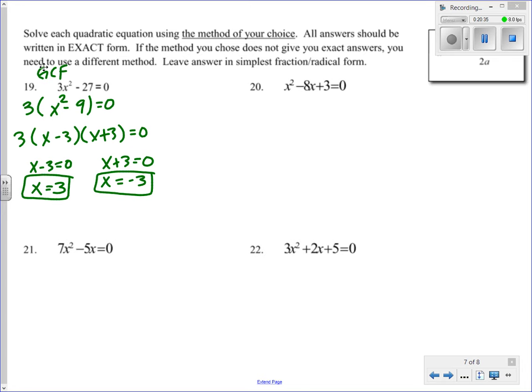Number 20. I'm going to do complete the square on this one. You could really do factoring on this one as well. Actually, you know what? No, you couldn't, because that one is irrational. So I wouldn't suggest factoring. You could do quadratic formula. That's what I meant. So if we do complete the square, we need to subtract 3 first.